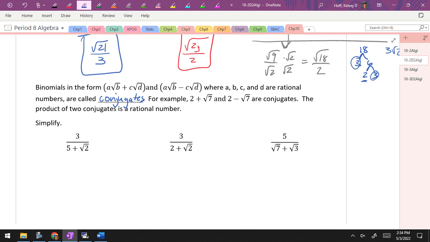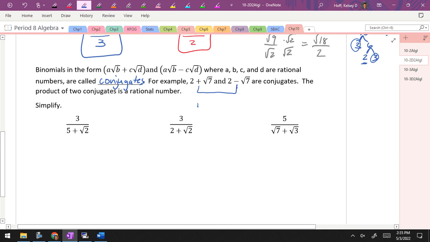So you have a binomial, two terms that are either added or subtracted, that include a radical. They're called conjugates because if you look, they have opposite signs. Do you see that? 2 plus the square root of 7, 2 minus the square root of 7. Those two binomials together are called conjugates. The product, what does product mean in math? Multiply.